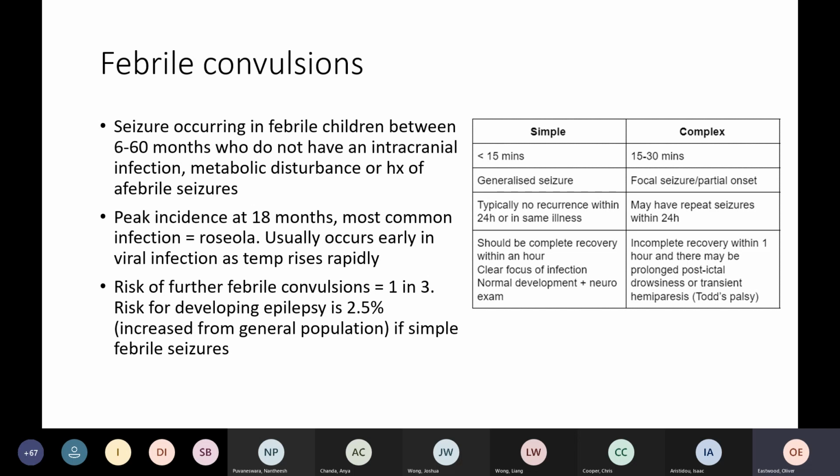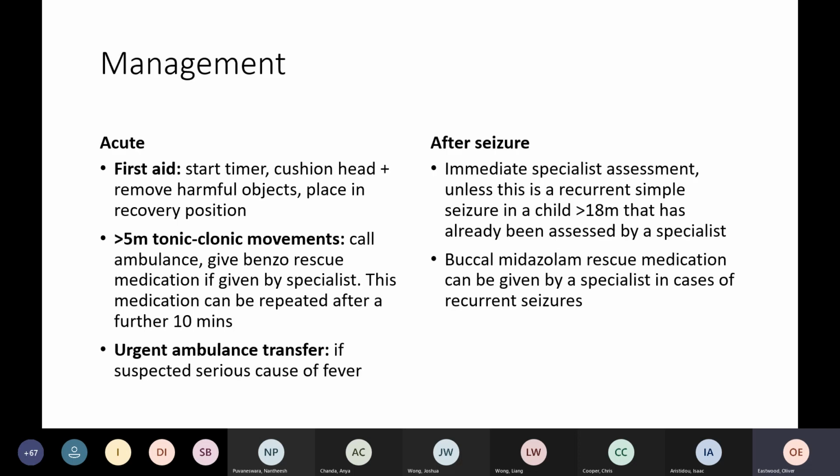fever. And it's important to note the complex signs, where you think that there's something maybe different going on. So the longer seizures, and if it's focal onset, and if they repeat, and if they have any kind of Todd's palsy, where we get weakness after you have the seizure, anything like that, you're looking at a complex febrile convulsion, and you really want to think about different managements for that. So we'll go on to the management.